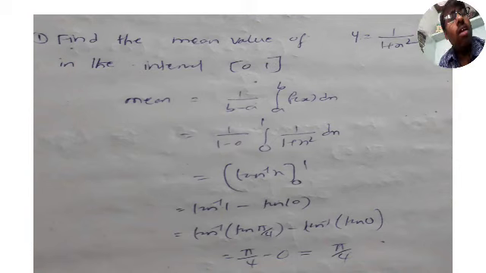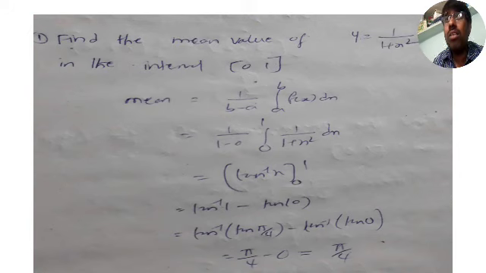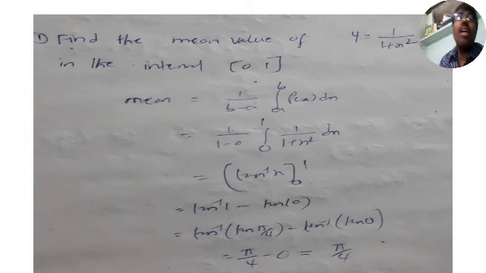Are you getting, guys? Maybe the interval changes, like from 1 to root 3 sometimes, or 1 by root 3 to root 3. The interval may change, but the function is definitely repeated many times, about 10 times. This is the mean value of the function y is equal to 1 by 1 plus x square, and integrating over 0 to 1 gives pi by 4.